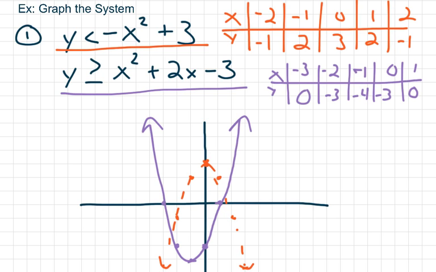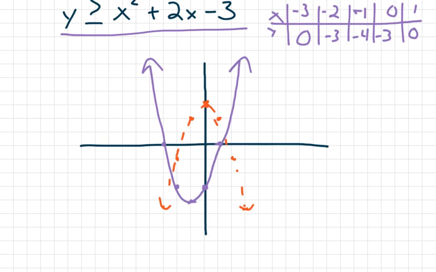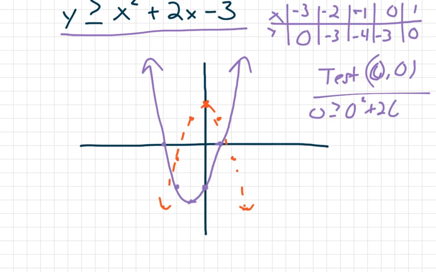Now, my guess is that we're going to be shading where those two parabolas overlap, but we need to double check. We can test 0, 0 with both, and we'll start with the purple one. So we'll test 0, 0. Okay, so plug it in. 0 greater than or equal to 0 squared plus 2 times 0 minus 3. All that goes away. We're left with 0 greater than or equal to -3. That's true.